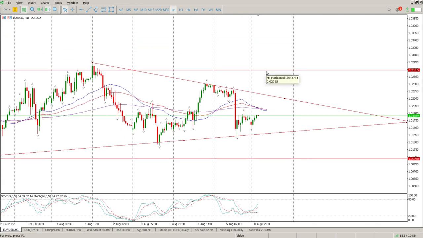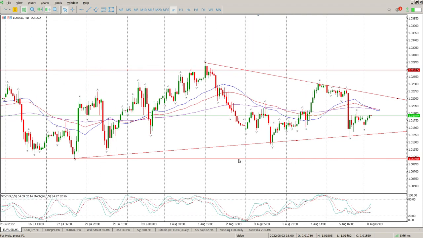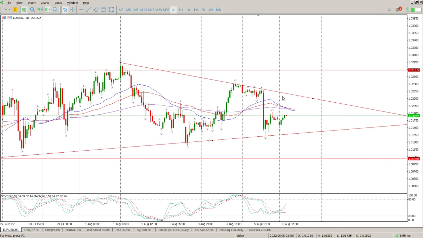So for me, longs are only applicable from a break of 102785, and shorts I'd be looking once we start breaking below 100960, but this is the big psychological level as well. So 1 is going to be a big round number, and that is something that you need to pay attention to as well. So for me at the moment, this is a clear sit quietly and wait.